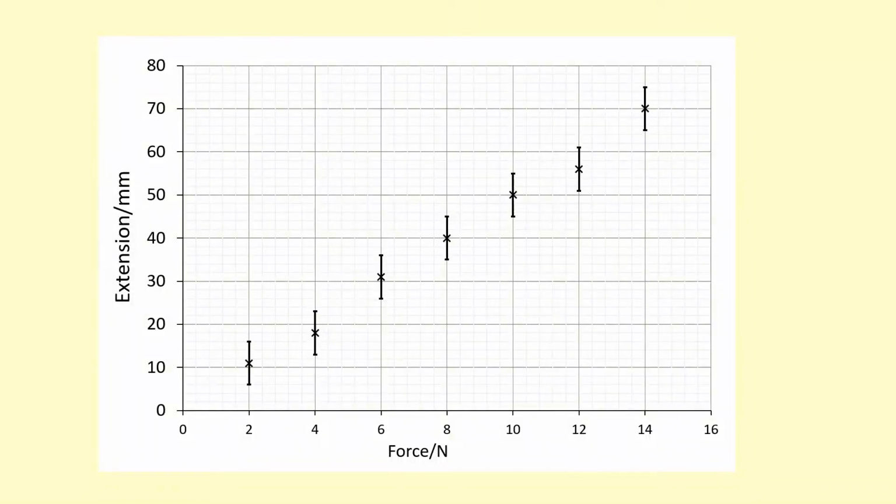Sometimes you get graphs with error bars on each point like this. And in this case, you can use a line of best fit to determine the gradient or y-intercept and so on. But there is a different approach that you can take when you have error bars like this. Instead of drawing the line of best fit, you can draw the steepest line like this.